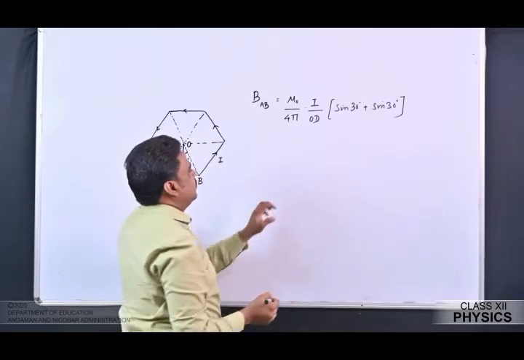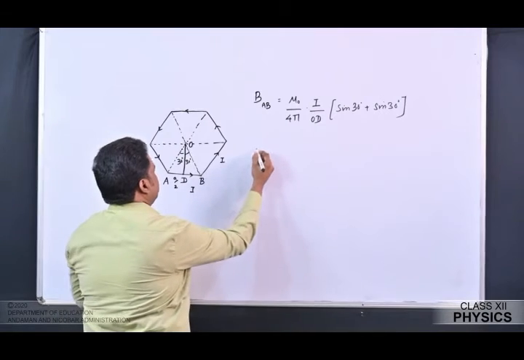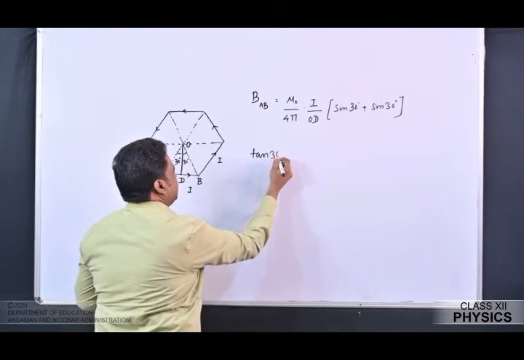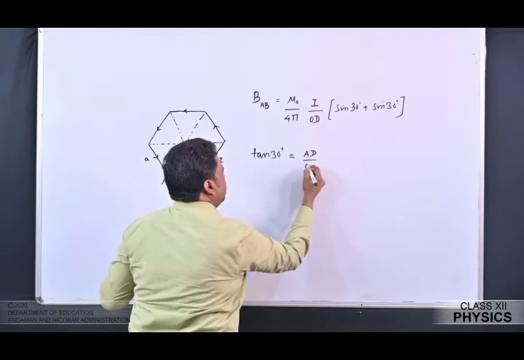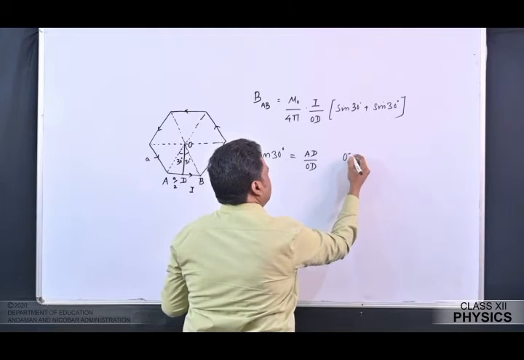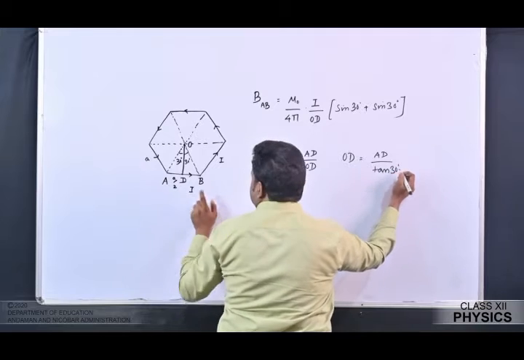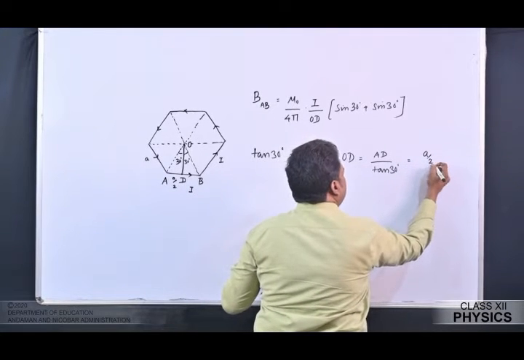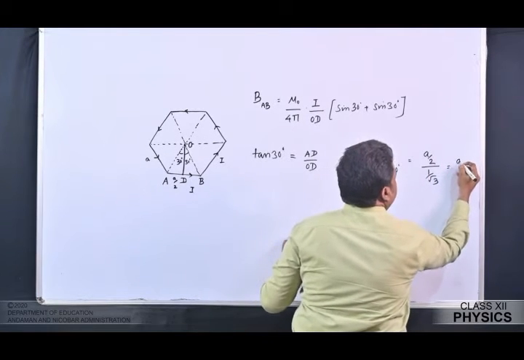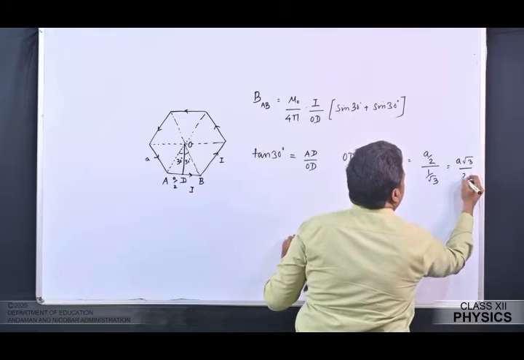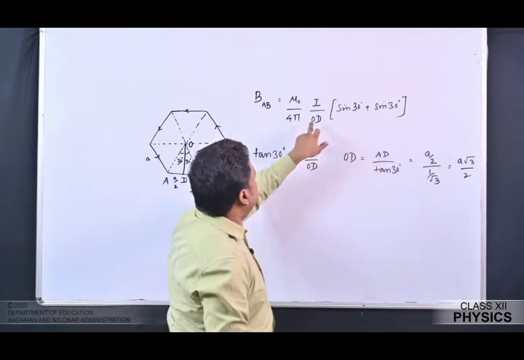Here also the only unknown is OD. So once again I am going to use the tan formula. You are able to see from that triangle that tan 30 is AD by OD. I want OD, so OD will be AD by tan 30. What is AD? Once again AD is A by 2, and you know tan 30 is 1 by root 3. So when it moves up, it comes to be A root 3 by 2. I can put this value in place of OD.